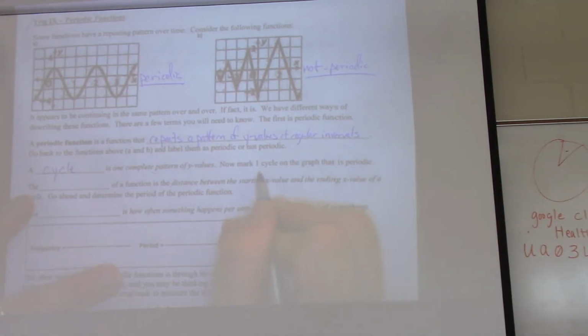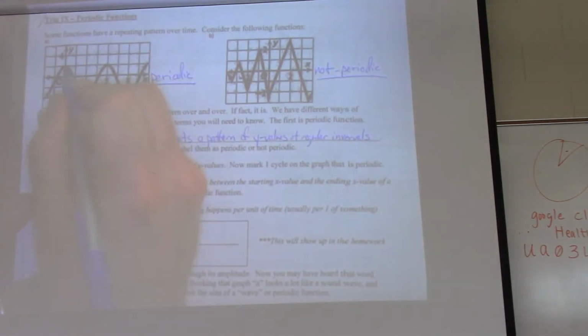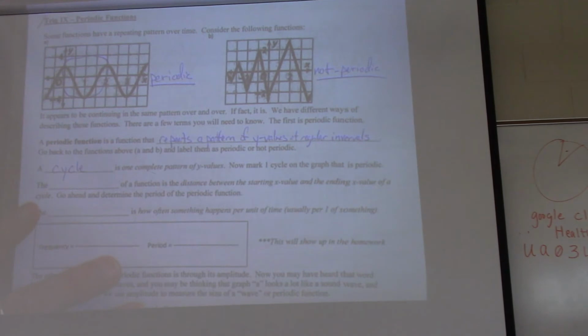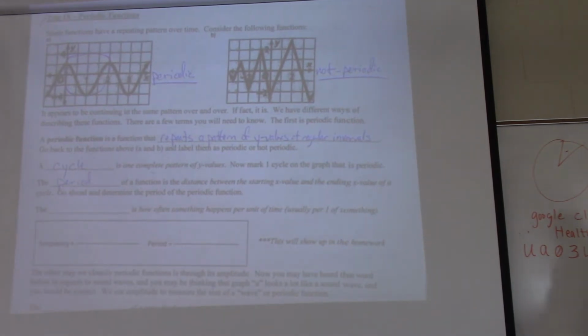So what I want to do is mark one cycle on the graph that's periodic. So right here, let's mark the cycle from here to there. So basically circle from 0 to 2. There's one period, one cycle, excuse me. Okay? One cycle. Now, the period of a function is the distance between the starting x value and the ending x value of a cycle. So a cycle is one pattern. The period is the length of that pattern.